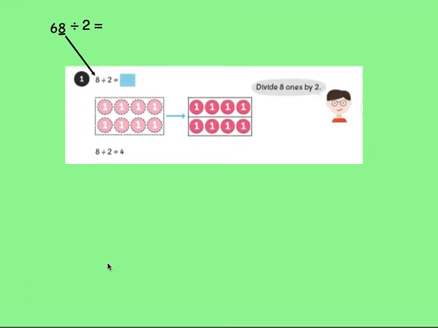Okay, so here we have the problem. The equation is 68 divided by 2, and you can see they've partitioned that now into the 8, and shortly we'll be coming on to the 60. So they've partitioned the 68 into 60 and 8, and we're dealing with the 8 first. So here we have represented as a picture 8 ones, and we're dividing 8 ones by 2. So you can see they have drawn a line down the middle to divide it into 2 equal parts.